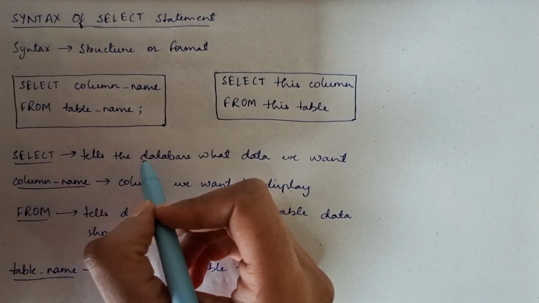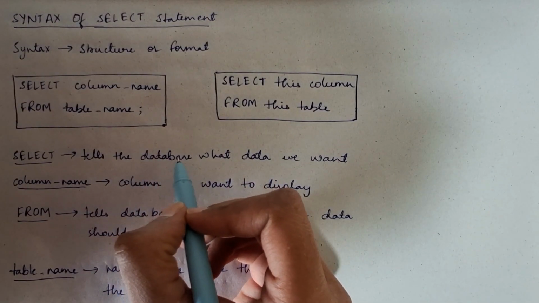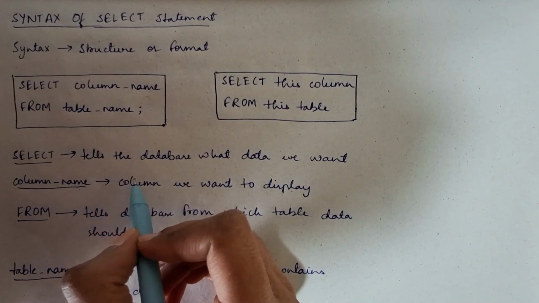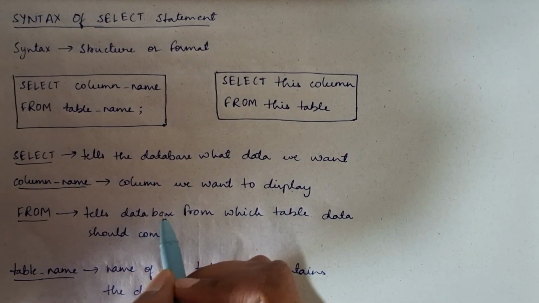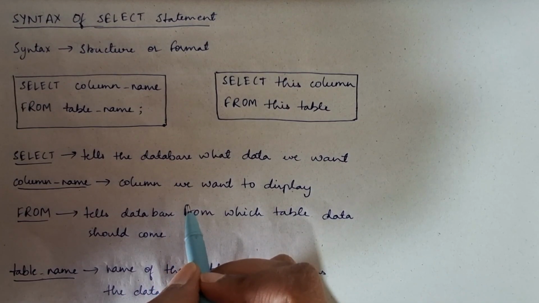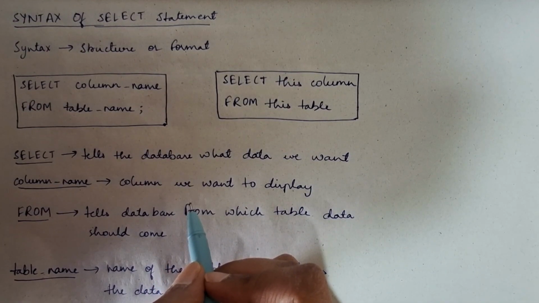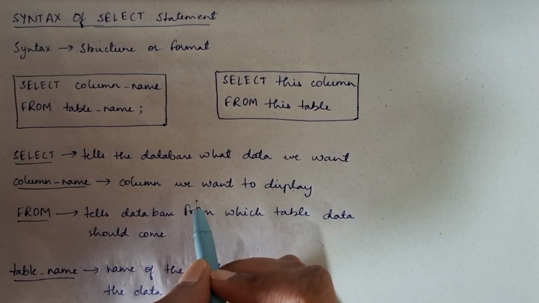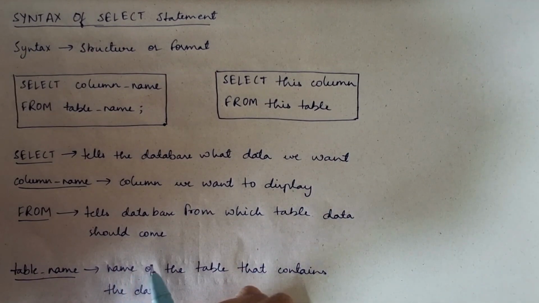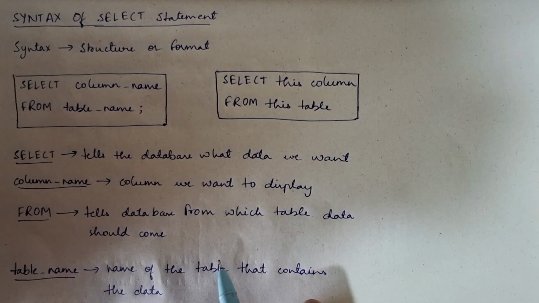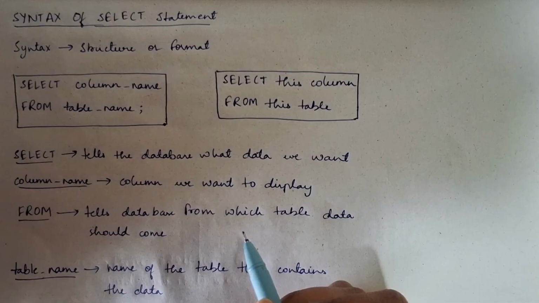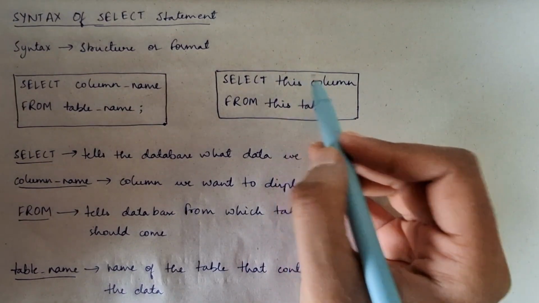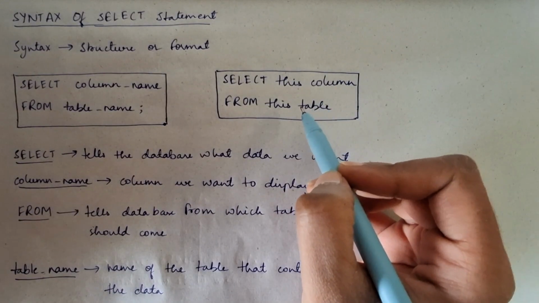Select tells the database what data we want. Column name means the column we want to display. From tells the database from which table the data should come. As we know, there are multiple tables in a database and we have to choose one. Table name is the name of the table that contains the data. Guys, remember that each and every table in a database has a unique name. So basically we are telling the database, select this column from this particular table.